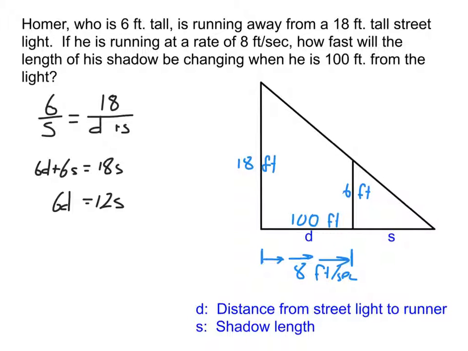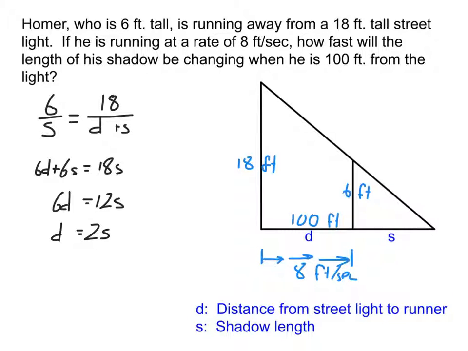Some of you didn't stop there, though. Some of you went ahead and said, hey, I can divide both sides by 6. And so I'm going to go ahead and do that, and you turn it into d equals 2s. That's perfectly fine as well. I did it that way because I like to simplify anything I can in advance, but either way is going to give you the same answer in the end.